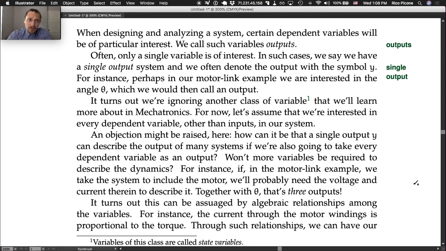So if we're going to describe the system dynamics, we're going to end up with more variables than just one output. And this is a pretty simple system, so how can I claim that this is going to describe quite a few systems? Because with, say, voltage, current, and angle of the link, that's 3 outputs, and I'm saying the single output is something that happens a lot. Doesn't seem like it could happen.